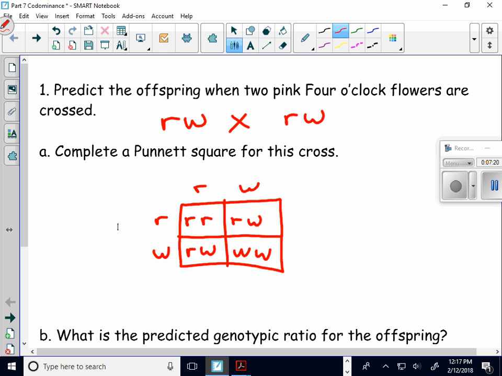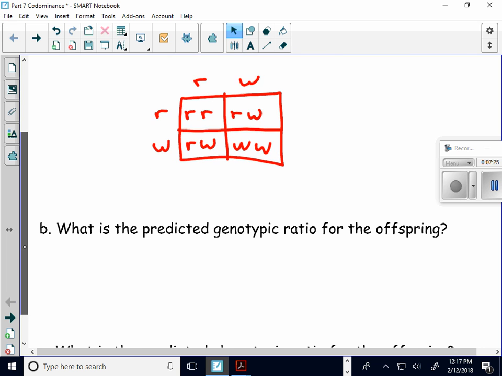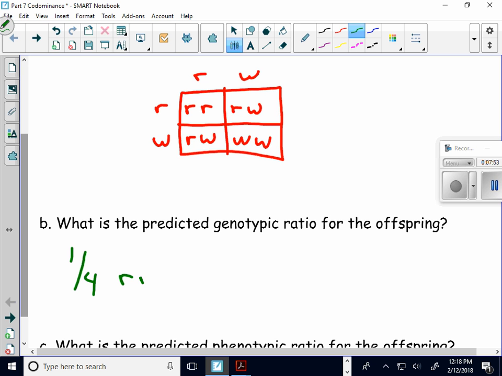All right, now, as I come down a little bit, it asks me, what is the predicted genotypic ratio for the offspring? Well, I can see that 1 out of 4 is, and I'm talking about genotypes. Remember, genotypes are the actual alleles, the letters, right? So 1 out of 4 are lowercase r, lowercase r.